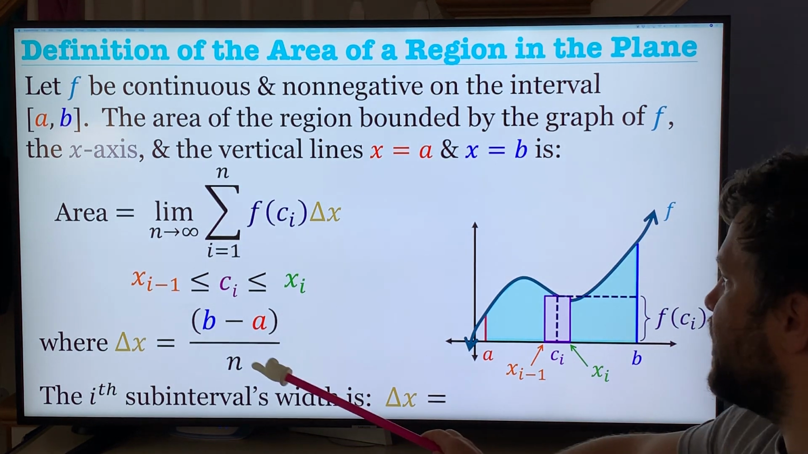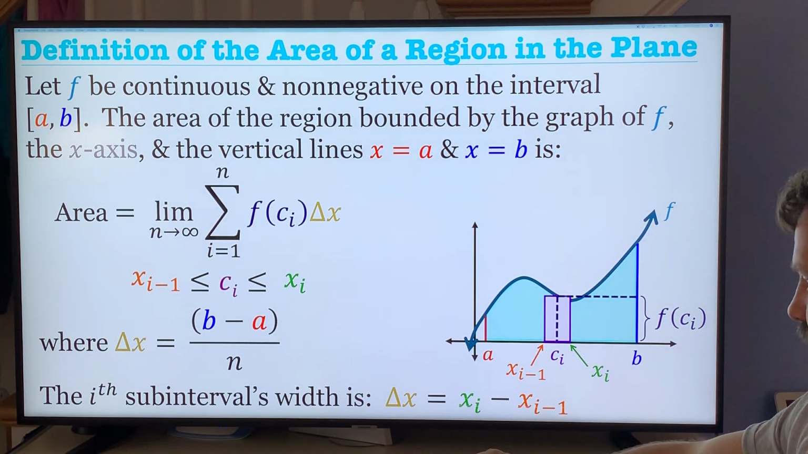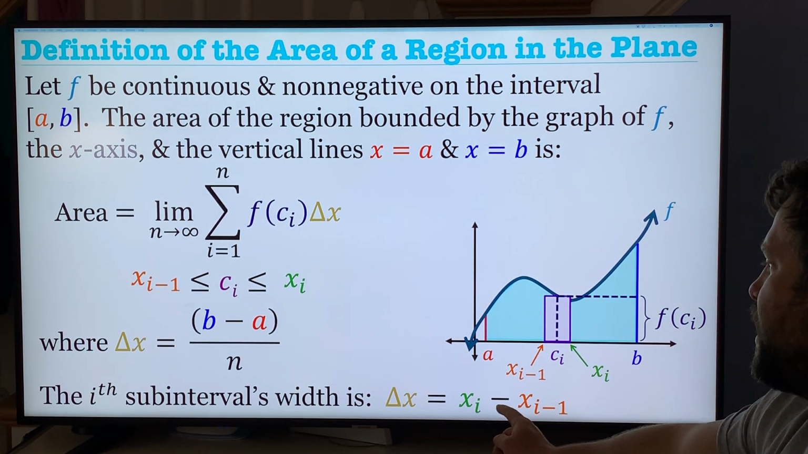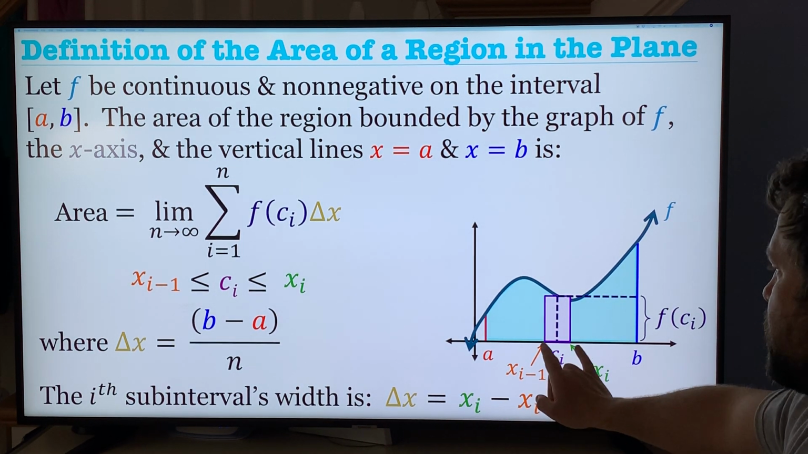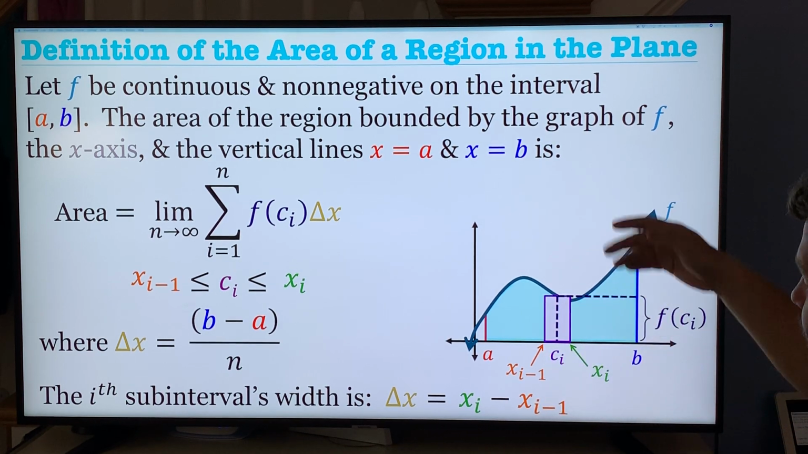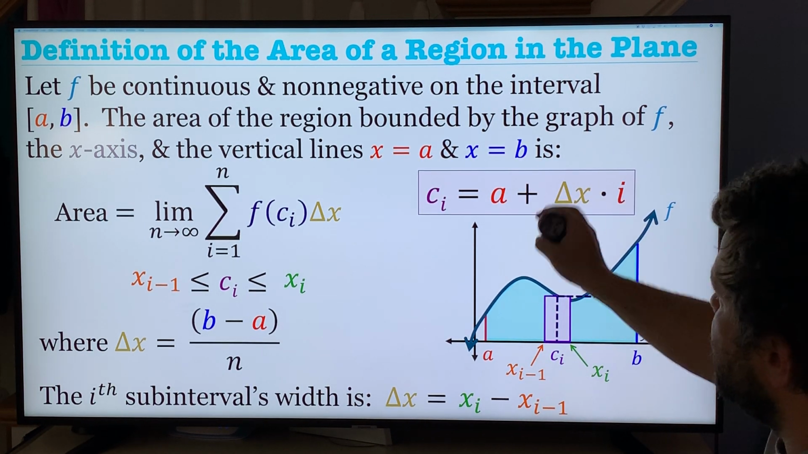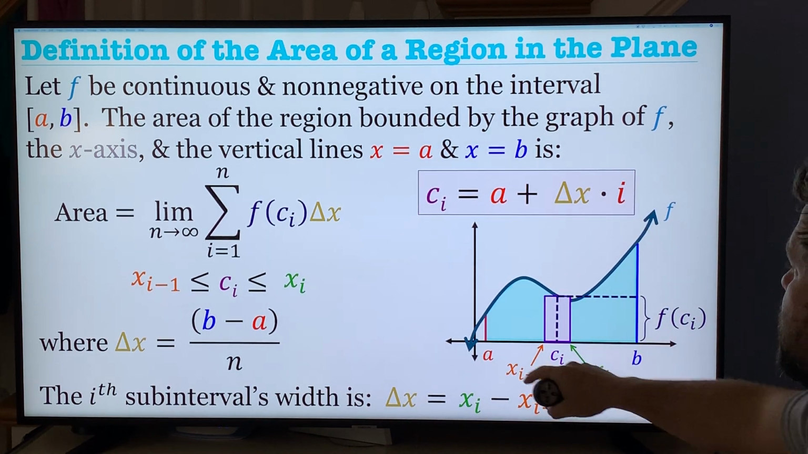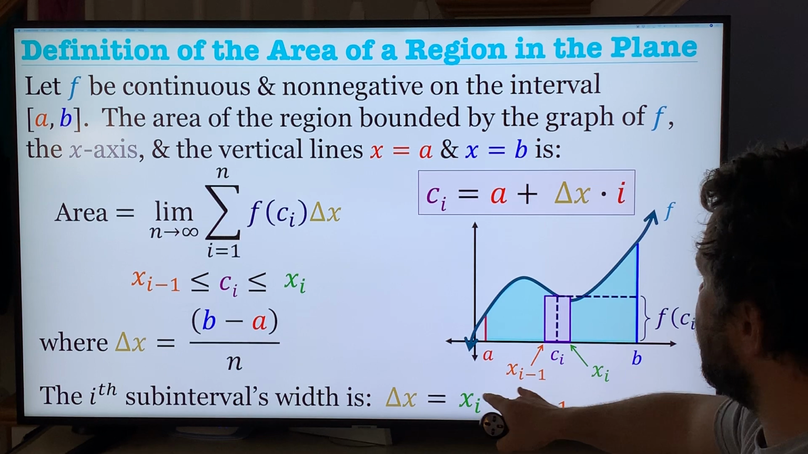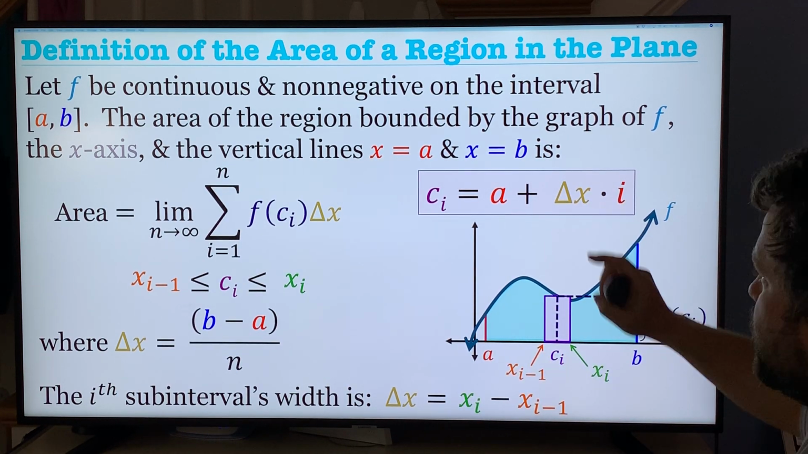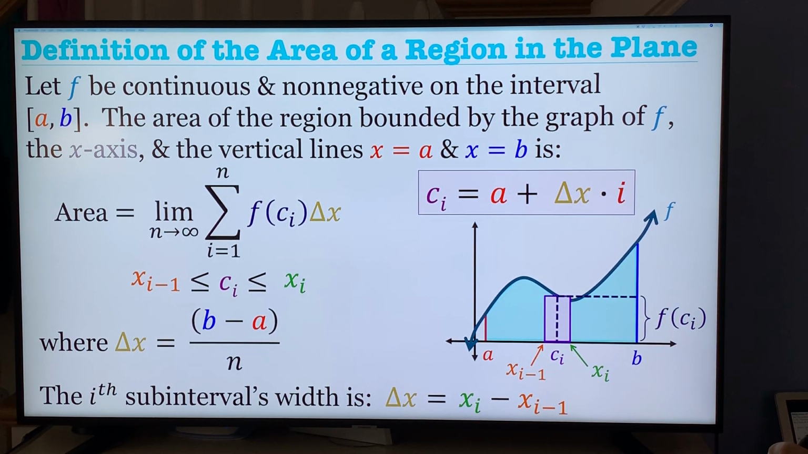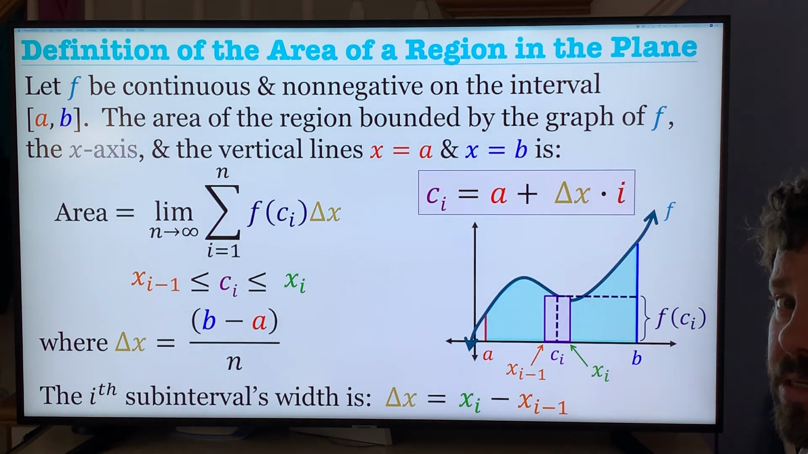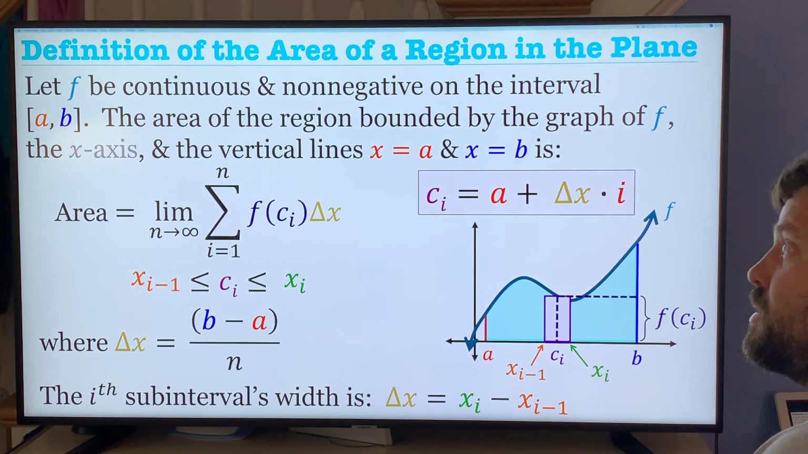You still have delta x being b minus a over n. We're going to start that the same. But now delta x_i is going to be x_i minus x_(i-1), the difference between these. And your actual c_i here is a plus delta x_i, so it's your original formula plus whatever the change in x is times whatever interval it is. What that means is you can have different sized rectangles too. So this thing's going to get crazy. You ready? It's going to be bananas.